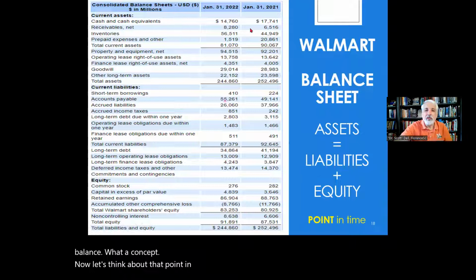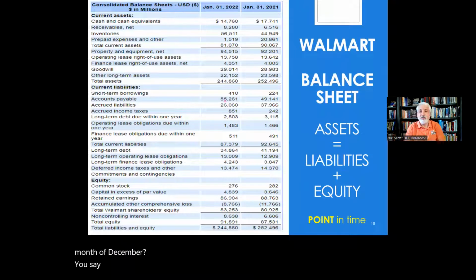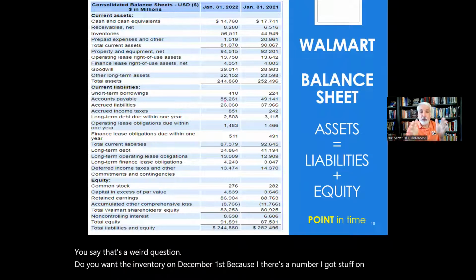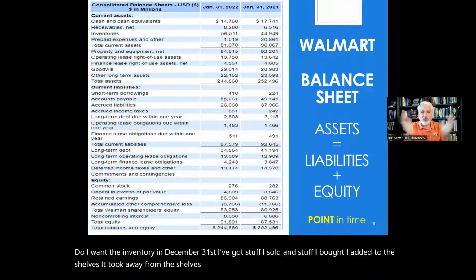Now let's think about that point in time concept. If I asked you, what's my inventory for the month of December? You say, that's a weird question. Do you want the inventory on December 1st? Because there's a number, I got stuff on the shelf. Do I want the inventory on December 31st? Oh, I've got stuff I sold and stuff I bought. I added to the shelves. I took away from the shelves. What number do you want, Scott? The month of December inventory makes no sense.